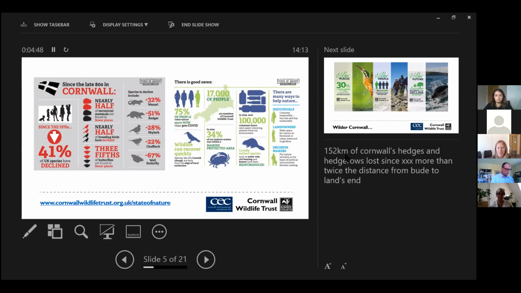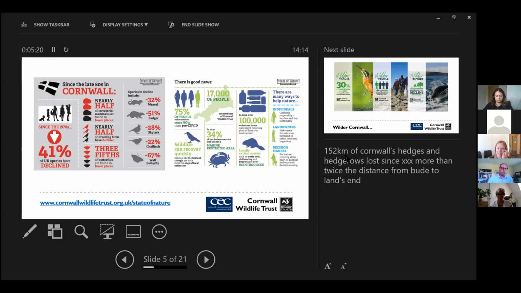And what we found was pretty grim, actually, headlines like 3/5 of butterflies are found in fewer places, nearly half of breeding birds have declined, and nearly half of terrestrial mammals are found in fewer places. And there's lots more bad news in that report, but equally, there's lots of good news as well, and there's hope and optimism, because lots of people out there, lots of community groups, and of course, lots of businesses are doing something about the fact that nature's in decline, and you're putting nature front and centre of your decision making.